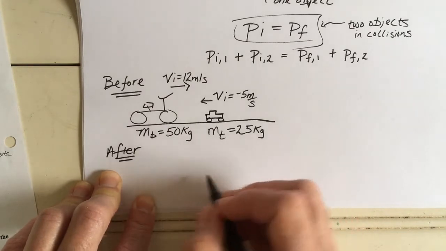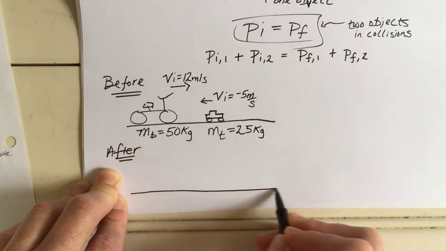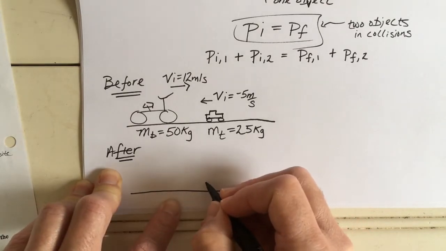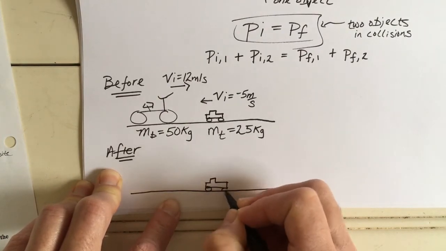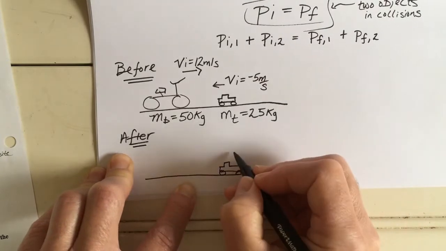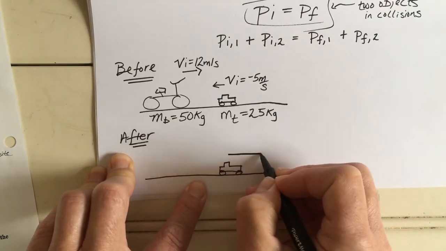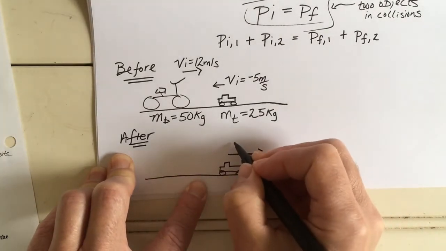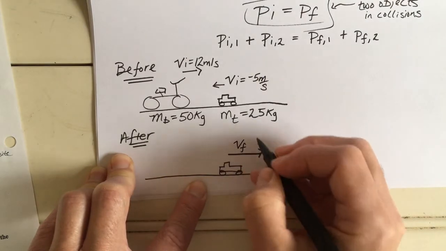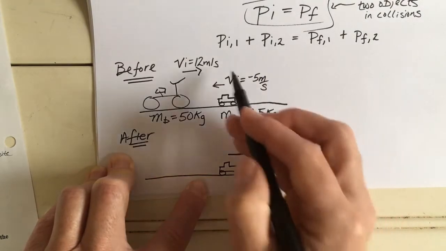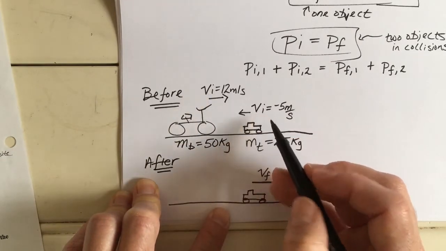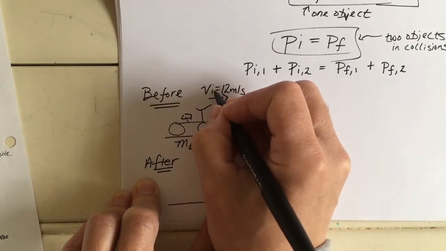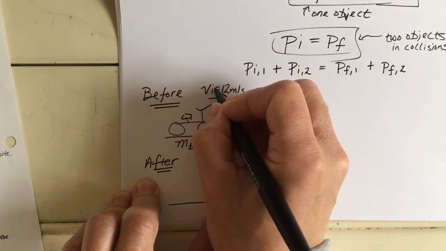So what we know then is that this toy truck, I'm going to go ahead and draw it there, is now moving to the right at a larger velocity of, we'll say, v_f. And I should probably be calling this v_iB and v_iT. I guess that wouldn't hurt.